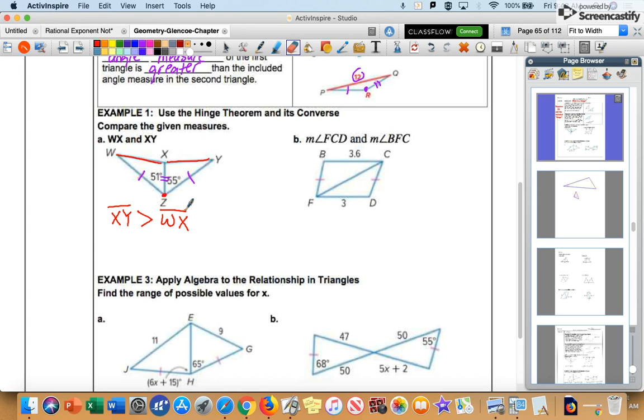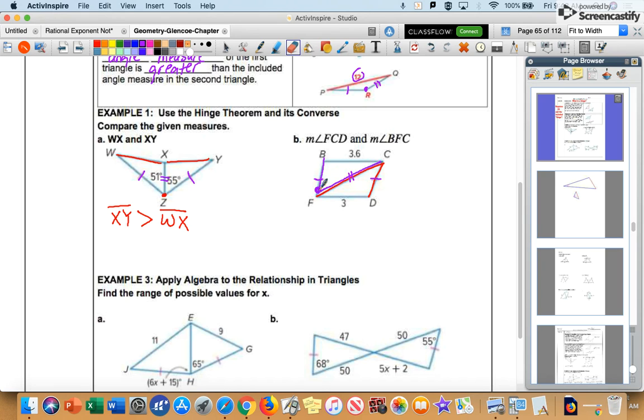All right, in this one, we are talking about the measure of FCD. So F to C to D is the first hinge here. And then, let's use a different color. Our second angle here is the measure of BFC. So B to F to C is that angle right there. Notice that both of the triangles share side FC. And so we also have these other congruent markings here and here.